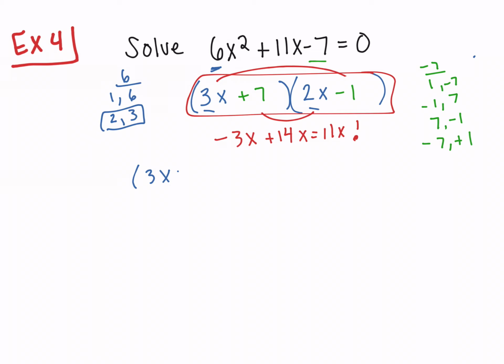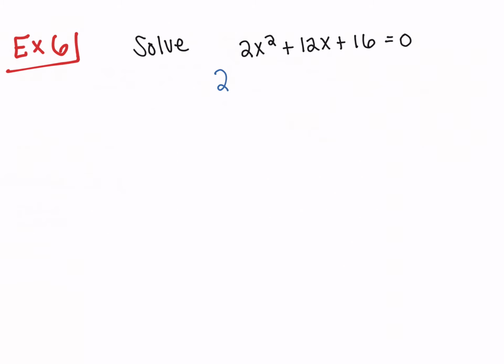Now for the last problem, we're going to go over what happens when your GCF is a number. So in this example, we have 2x squared plus 12x plus 16 equals 0. We're going to factor out a 2. They all have a 2 in common. So I'm going to take out a 2. I'm left with x squared plus 6x plus 8. And then I'm going to factor what I have left. I'm going to factor x squared plus 6x plus 8.